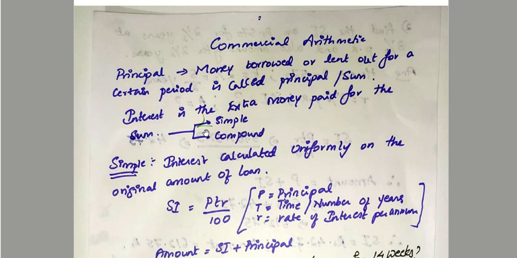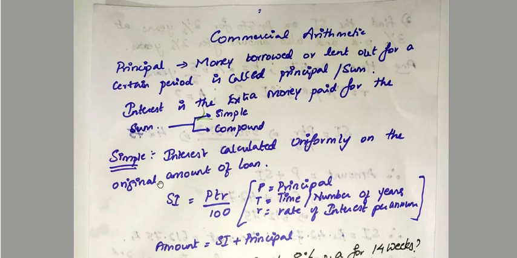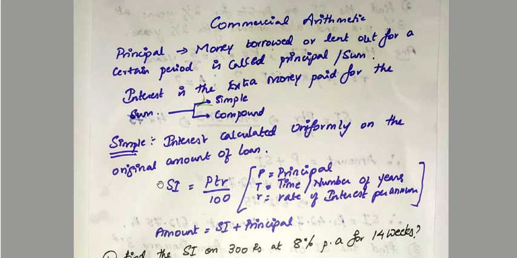Interest is basically classified into two types. One is the simple interest, the other one is the compound interest. So first let us look into the simple interest. The simple interest is basically interest which is calculated uniformly on the original amount of loan. It remains constant and uniform for the loan amount, and it is paid at the end of every specified year. Simple interest is calculated on the principal amount.